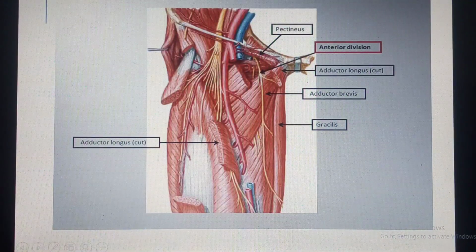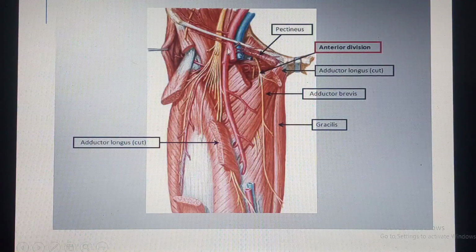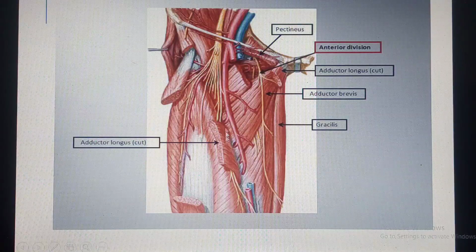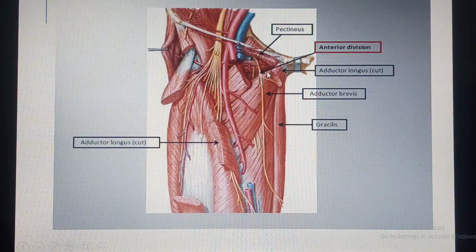Now if you remember, you saw the femoral artery, femoral vein, the saphenous nerve, and then we also saw the nerve to vastus medialis. Of course, the nerve to vastus medialis will be lateral, and the saphenous nerve will be medial. And then you see this nerve, which is known as the anterior division of the obturator nerve.